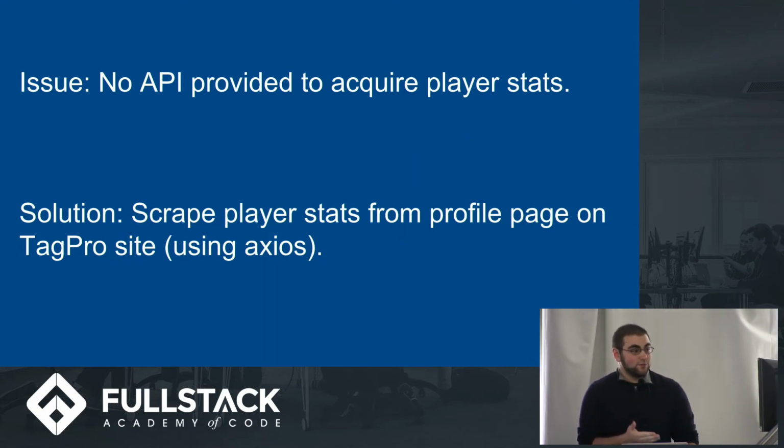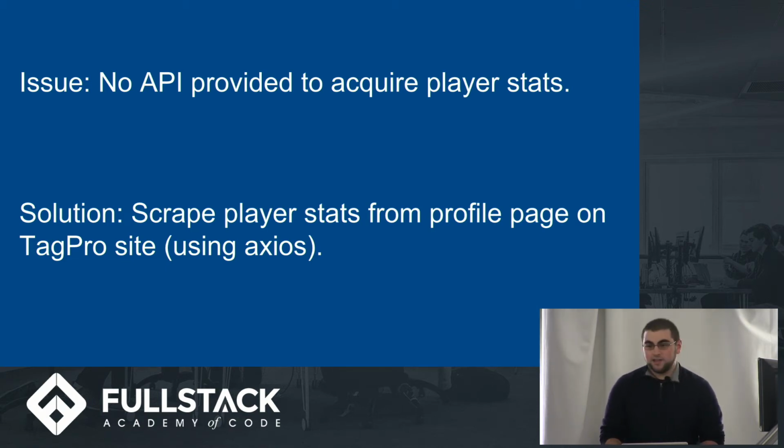So a solution to not having access to the database is just to scrape the player stats from the profile page on the official TagPro site. In this case, we can use axios, like we're all familiar with, but there's probably other data scrapers that you could use here. And that will return just a string of HTML that has all the stats somewhere inside there.